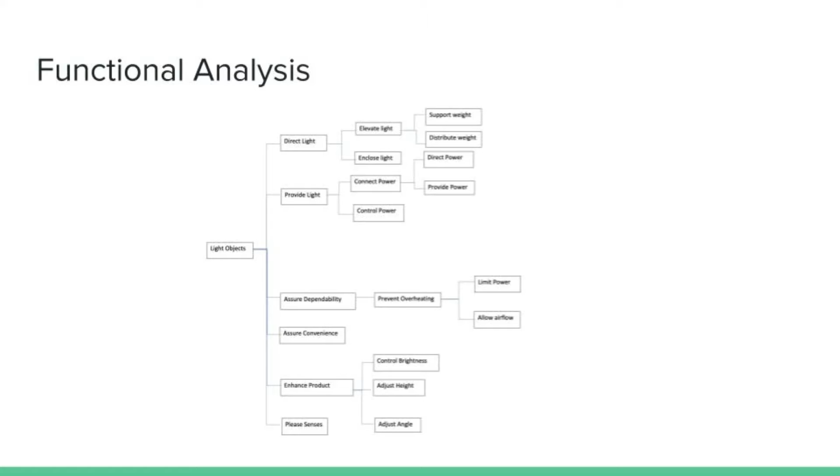For our functional analysis, we determined the main function of the lamp to be lighting objects, with subfunctions of directing light and providing light, each with their own respective subfunctions. To assure dependability of the lamp, we determined that it needs to prevent overheating, and in order to enhance the product, we determined that we needed to control its brightness, adjust its height, and adjust its angle.